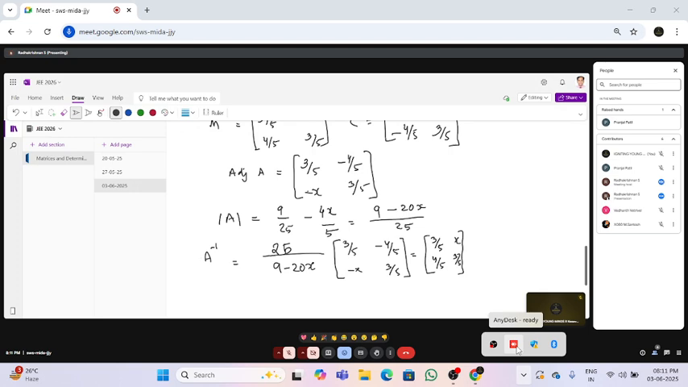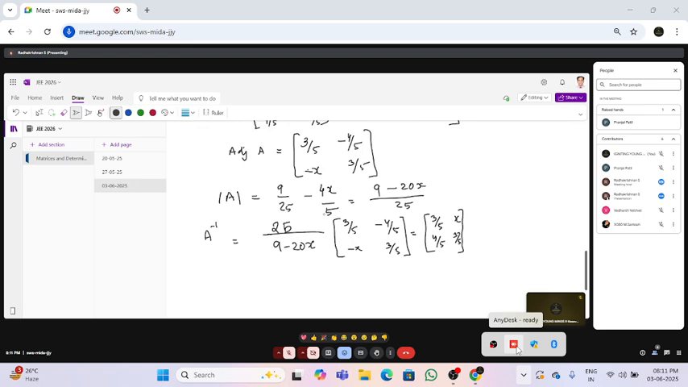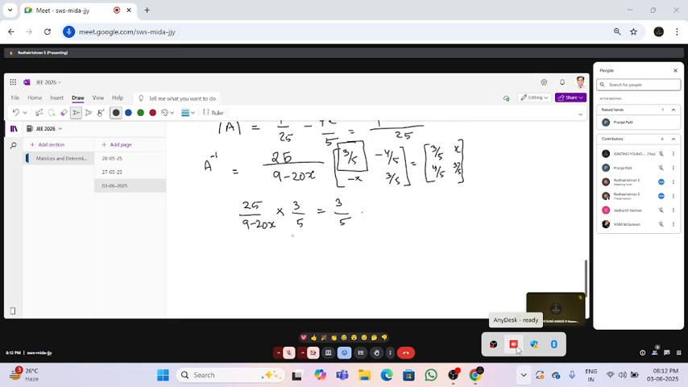So here each term will be multiplied by 25 by 9 minus 20x. If you take this term, for example, this term will be 25 by 9 minus 20x into 3 by 5, and that is equal to 3 by 5. So that means this will get cancelled, right? It will become 1. So 25 by 9 minus 20x is equal to 1. So 25 equal to 9 minus 20x. So 20x, I'm bringing it on the left hand side, is equal to 9 minus 25 equal to minus 16. x is equal to minus 16 by 20, minus 4 by 5.